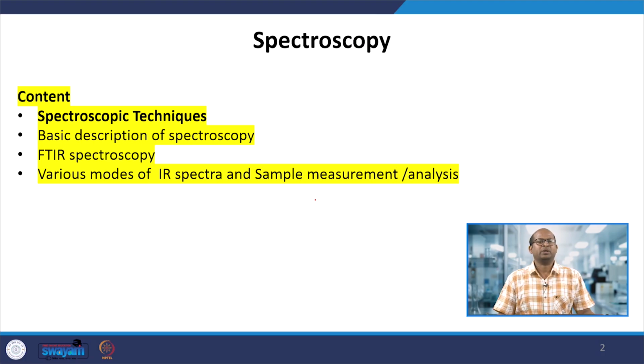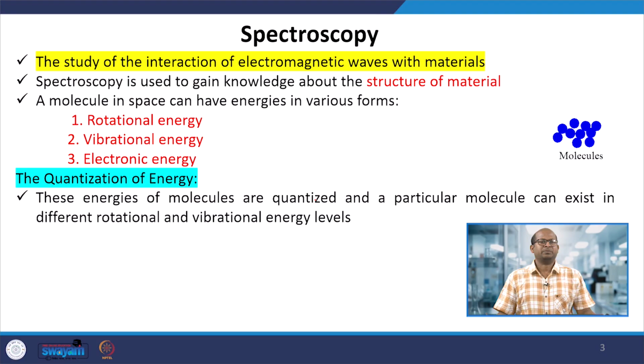We will discuss the basic description of spectroscopy, and then the various modes of measurement of IR spectra. When we have the samples, there are various ways you can measure the spectra, which we will discuss for analysis purposes. Here, spectroscopy is the study of the interactions of electromagnetic waves with materials. Suppose we have the materials or molecules, and once electromagnetic radiation or some energy falls on that material, some amount of the energy will be absorbed by the material.